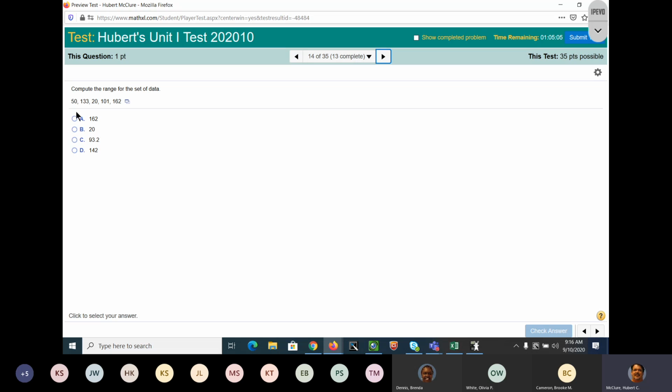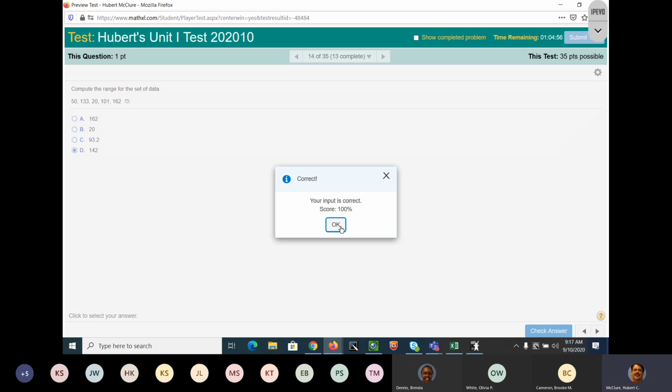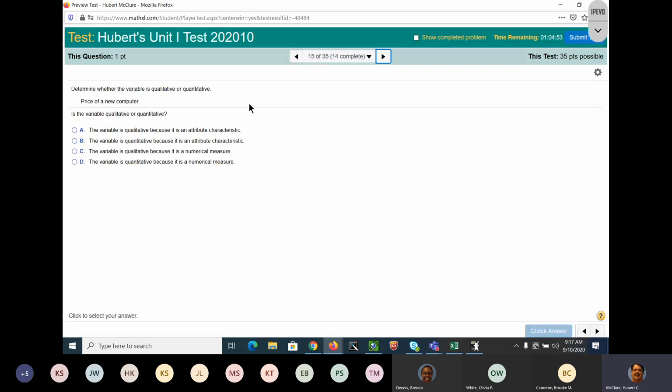Compute the range. Again, 162 minus 20 is 142. So y'all can see, I don't give you crazy questions.